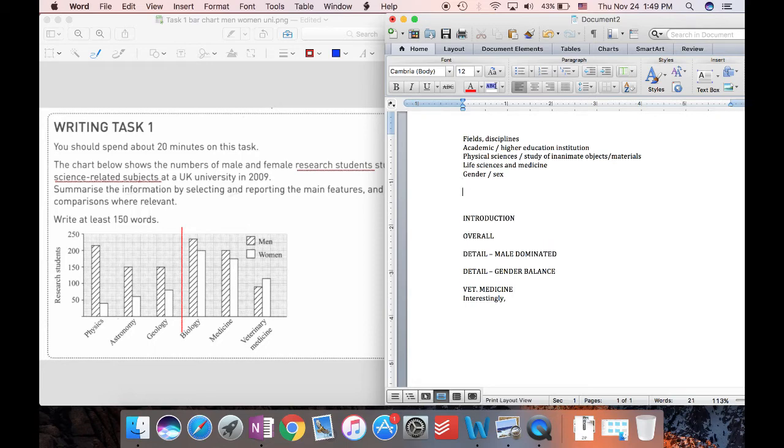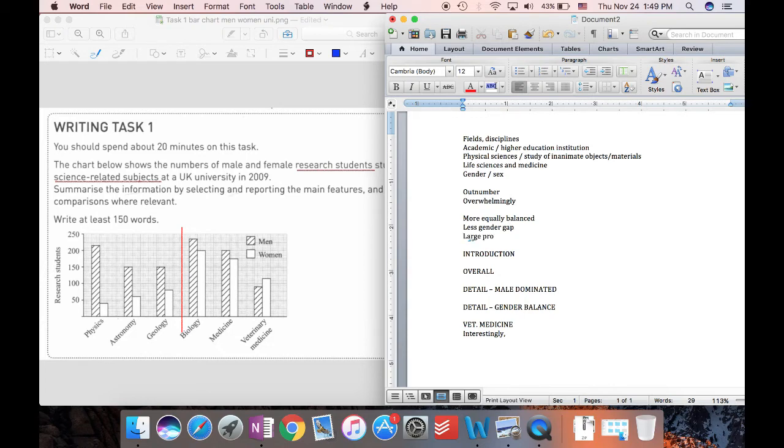Language for talking about numbers, comparing numbers. You could use words like outnumber. So men outnumber women overwhelmingly in the physical sciences, overwhelmingly. So there's a nice little adverb there. In the life sciences, things are more equally balanced. There's less of a gender gap there.